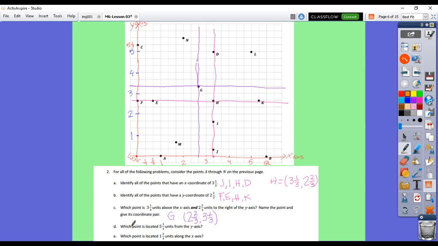Now it's asking us which point is located at 5 1/3 units from the y-axis. So here's our y-axis. It has to be 5 1/3 away. So the 5 1/3 is going to be this line here. What point is it? It's point K. And then which point is located 1 2/3 along the x-axis? So I'm going along this x-axis, and I'm going to go 1 1/3, 2/3. The point that's located there is M.